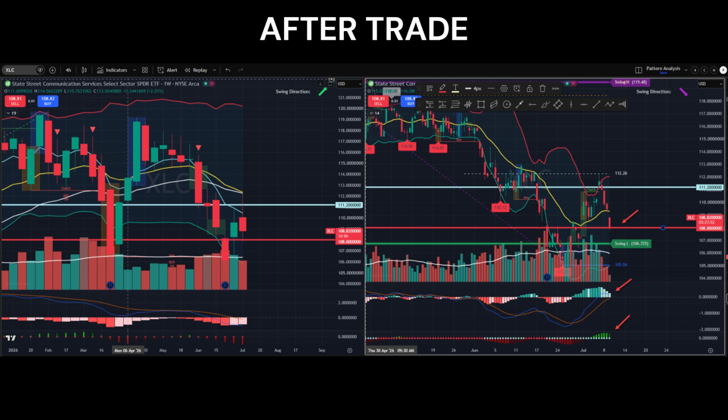When price was moving higher, resistance was my focus. Once resistance rejected the move, support became increasingly important.